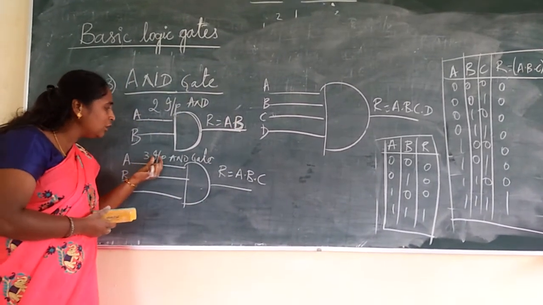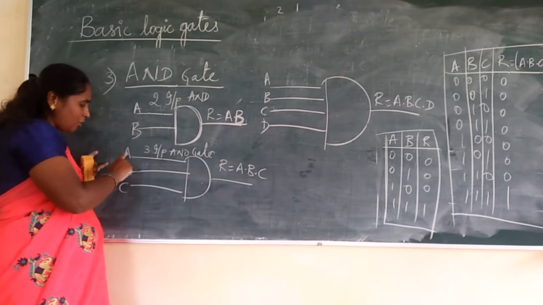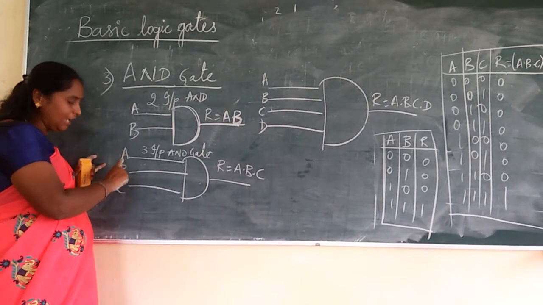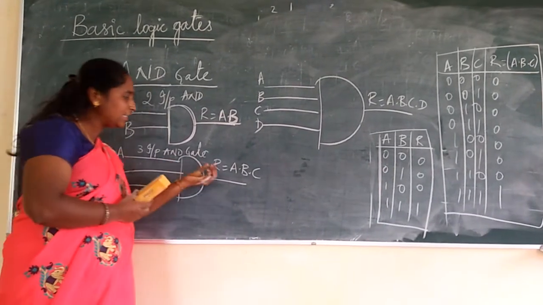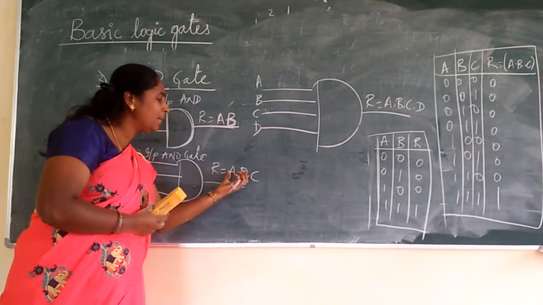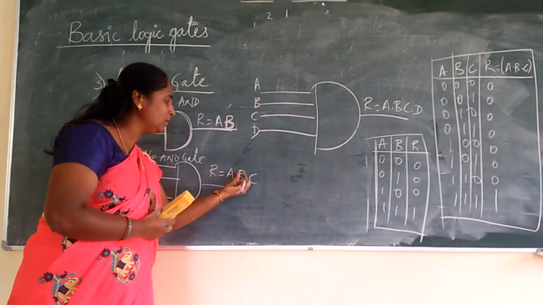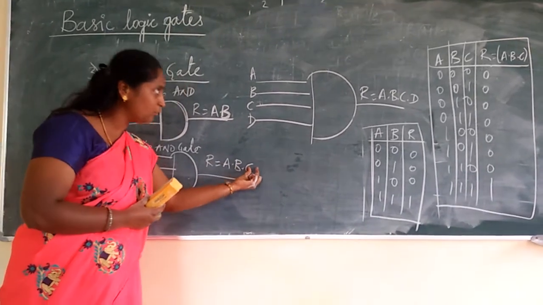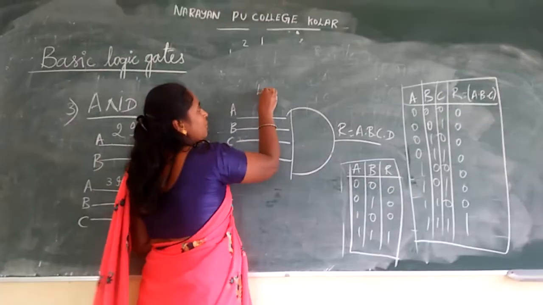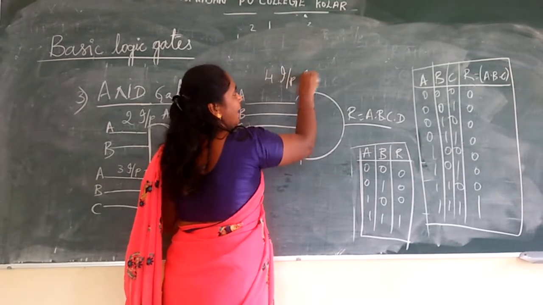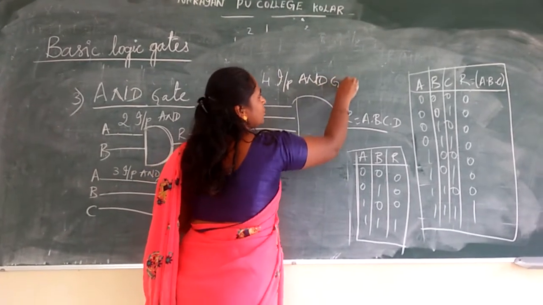Next, this is the 3 input AND gate. You are going to take 3 inputs A, B, C, and R is the result, that is nothing but logical multiplication of A input, B input, and C input. This is the 4 input AND gate.